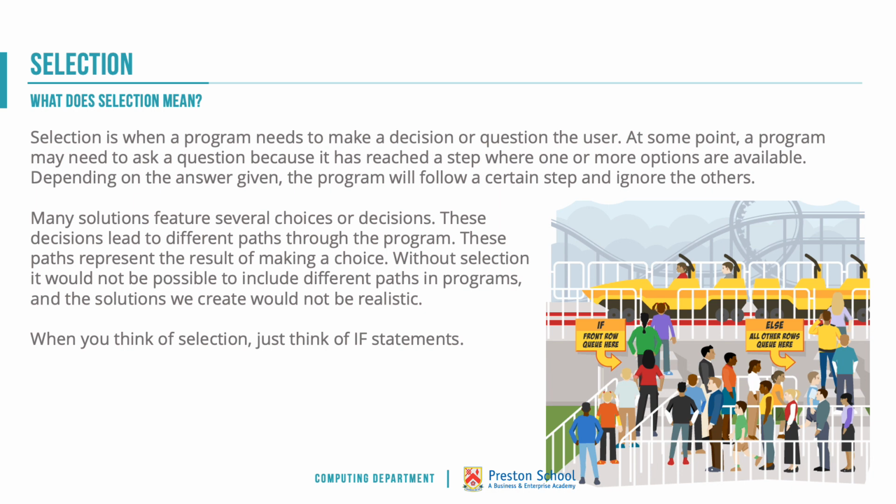Now we can see our picture example. If you're in the front row queue, go here. Else, go in the other queue, the queue for the other seats on that roller coaster. This allows us to personalize our program and make it much more complicated. Only do this if this previous thing has happened.